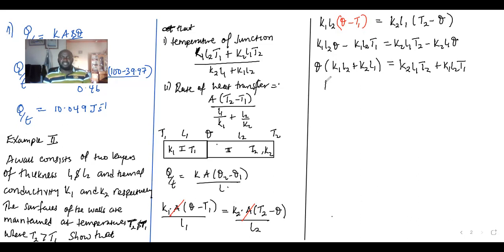Therefore, theta can be made the subject. When I make theta the subject, I'll attain K2, L1, T2 plus K1, L2, T1 divided by K1, L2 plus K2, L1. Hashtag proof. Are we okay with that derivation? Do you have any concerns?